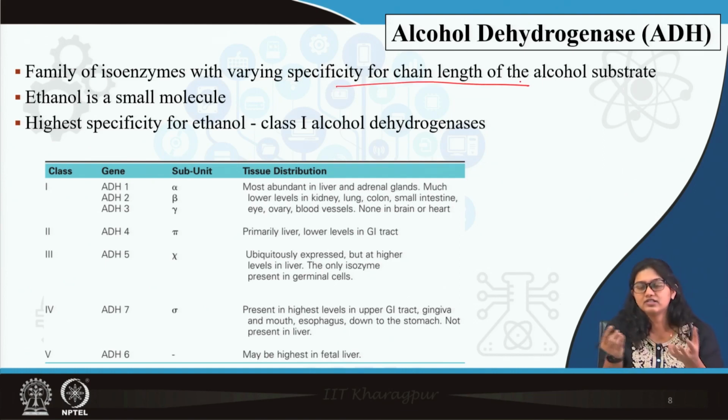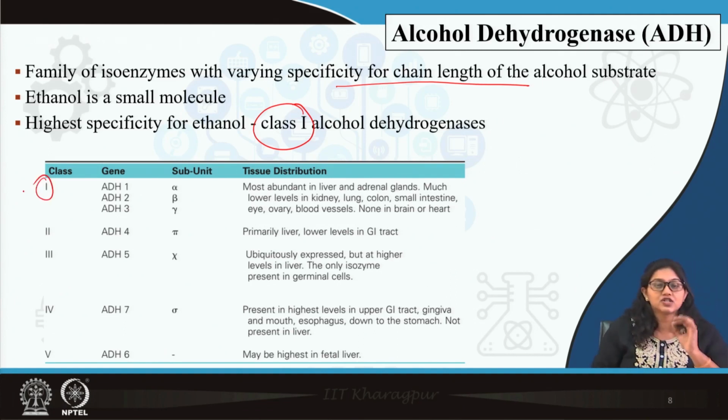But ethanol is a very small molecule and it has no diverse characteristics. So, all of the isoforms of alcohol dehydrogenase can metabolize ethanol, but the isoform with the highest specificity for ethanol is the class 1 alcohol dehydrogenase. Now, you can see there are 5 classes of alcohol dehydrogenase. Amongst them there is class 1, which is most specific or very much active for metabolizing alcohol and is abundantly present in liver and also adrenal glands.